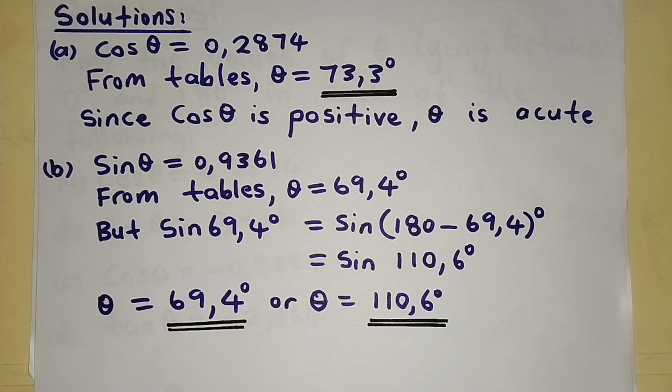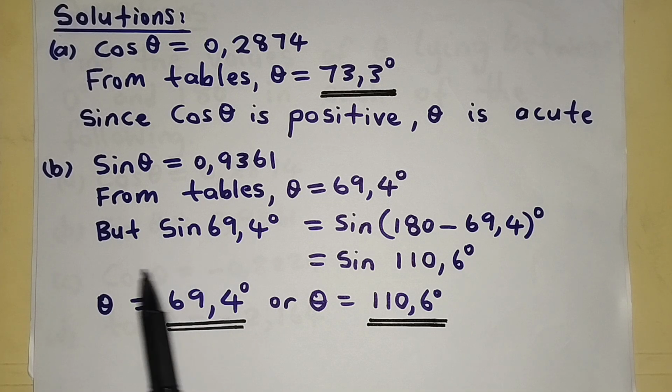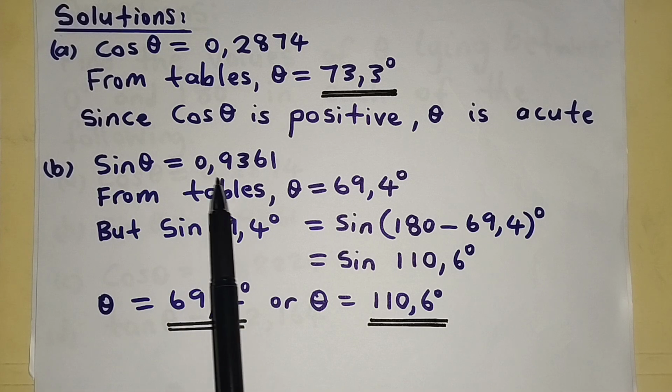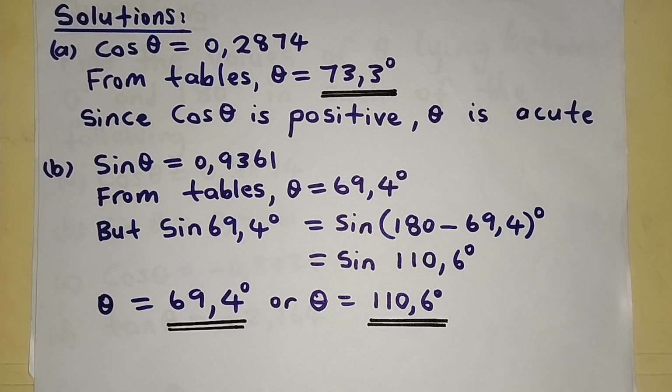Sin theta equals 0.9361. From tables, theta equals 69.4 degrees. But we know that sin theta equals sin of 180 minus theta. So sin 69.4 degrees equals sin of 180 minus 69.4 degrees, which is sin 110.6. So in our question B, theta is an acute angle 69.4 degrees, or theta can be an obtuse angle 110.6 degrees. For sin theta to be positive, here there's no negative sign, between 0 and 180 degrees.